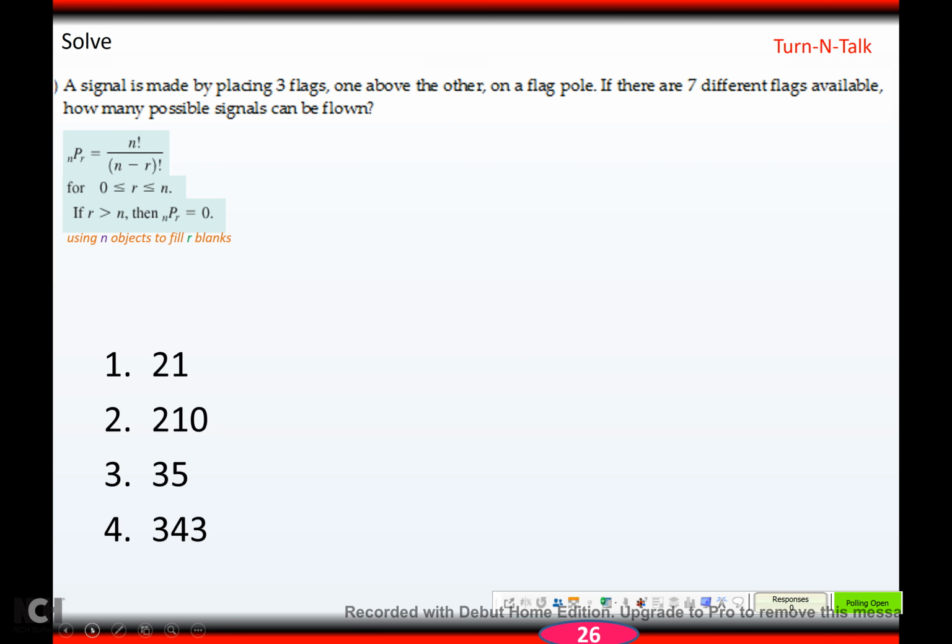Alright, do this one, hit pause, come back when you're ready, and hopefully you got 210. You are placing 3 flags, but you have 7 to choose from. So you have 7 objects that you're going to take 3 at a time and put on the pole.